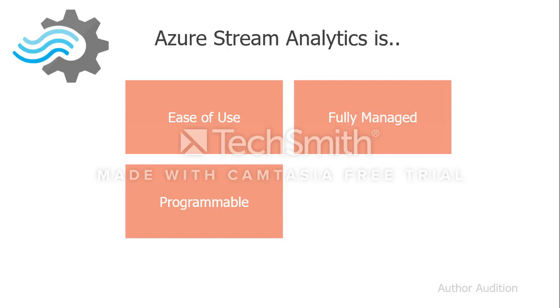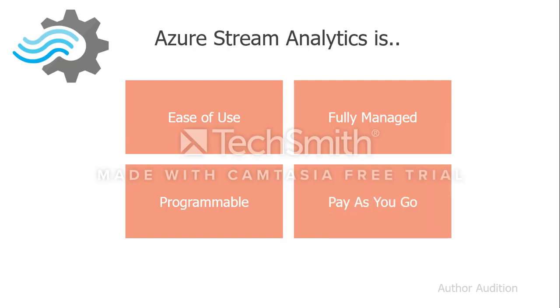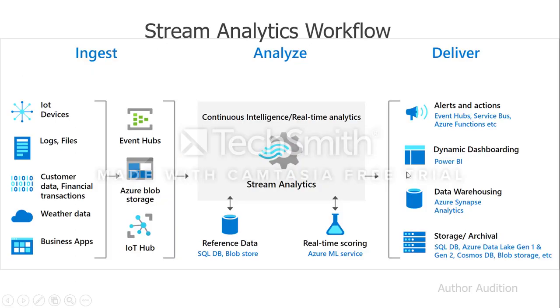Lastly, pay as you go. Stream Analytics can process millions of events every second with ultra-low latencies. The scaling up and out capability allows you to control the costs of the jobs that you create. Now let's focus on the Stream Analytics workflow.